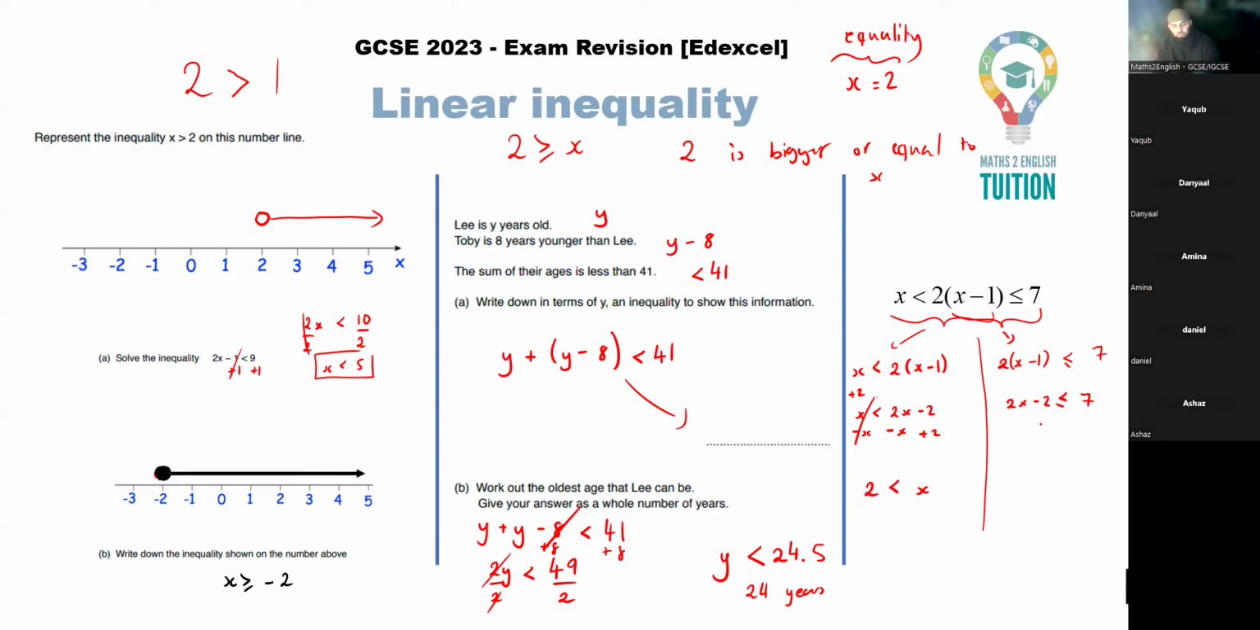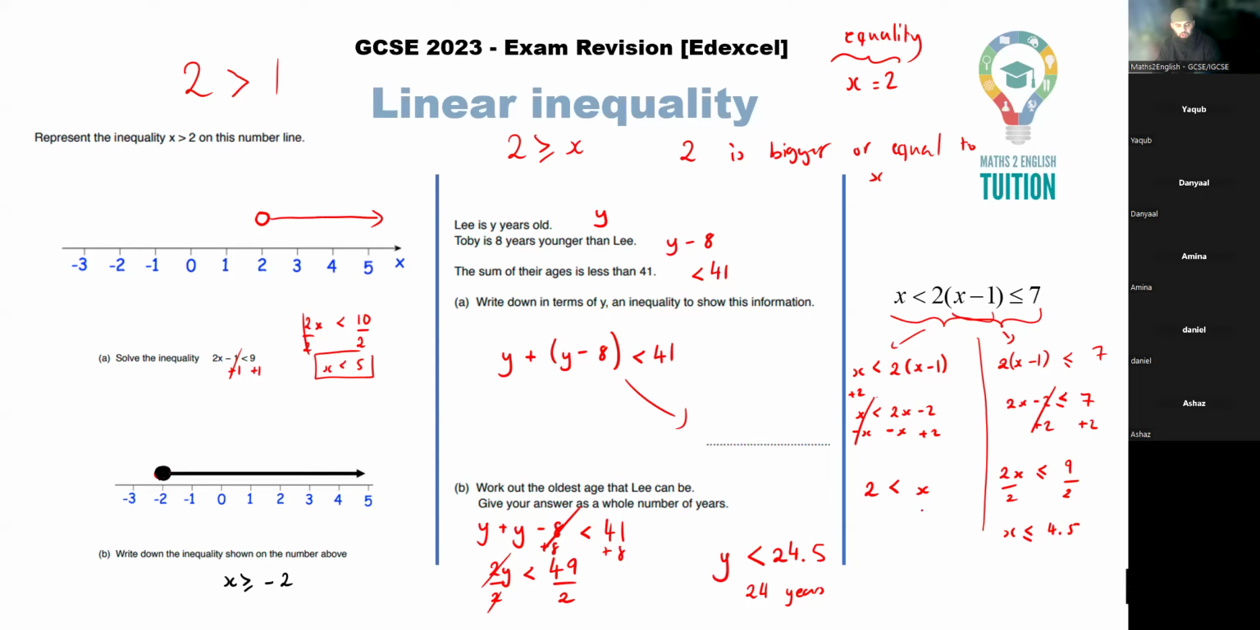Over here, we're going to do the same thing. Plus 2, plus 2, cancels out. We're left with 2x is smaller or equal to 9. We can divide this by 2, divide this by 2. x is smaller or equal to 4.5.